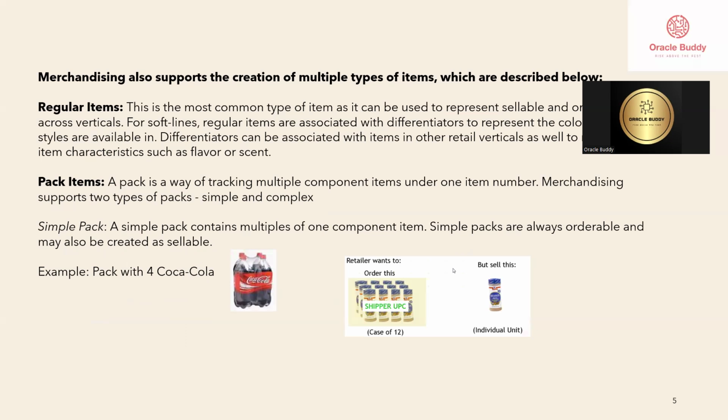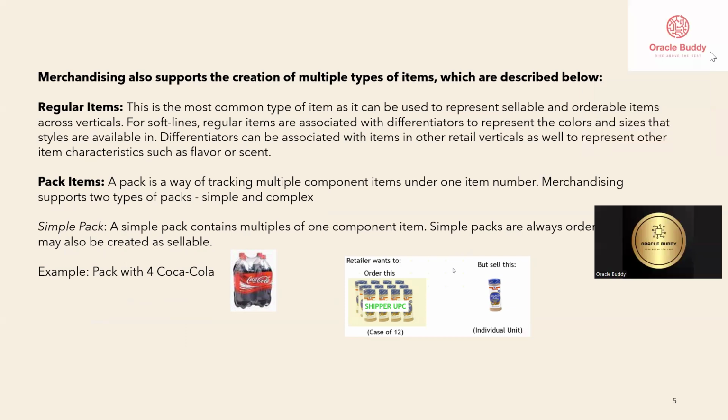Merchandising also supports the creation of multiple types of items, which are described below. So here we will discuss the different types of items in MFCS. Let's begin with a regular item. This is the most common type of item as it can be used to represent sellable and orderable items across verticals. For soft lines, regular items are associated with differentiators to represent the colors and sizes that styles are available in. Differentiators can be associated with items in other verticals as well, to represent other item characteristics such as flavor or scent.